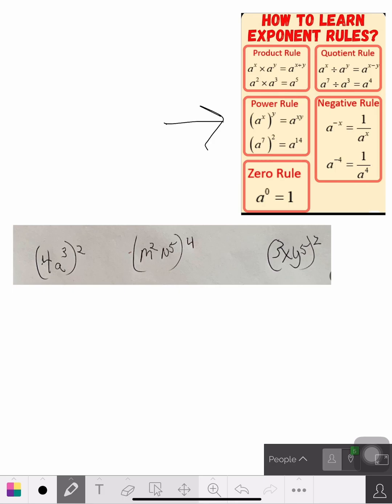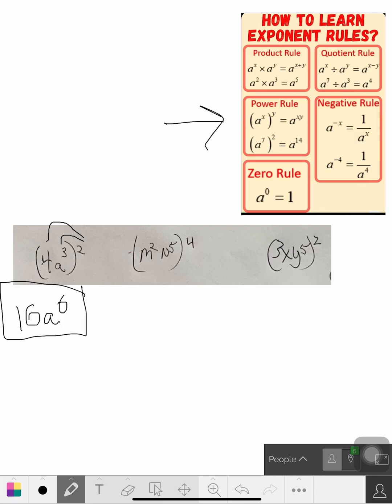Because you get 4 times a to the 3rd, all raised to the 2nd power. But you really have to do that one first and then this one. So we get 4 squared is 16. Now, a cubed raised to the 2nd is a to the 6th. You multiply them, just like it says in the power rule. And that's all there was to that one. You just got to remember to do everything that it says.